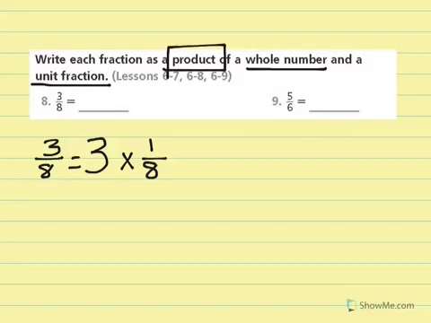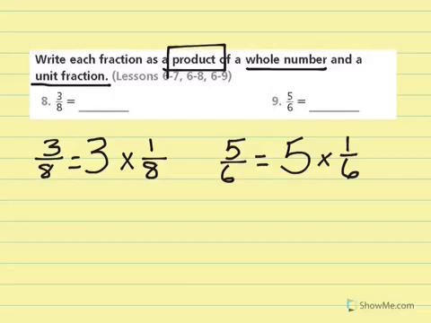All right, guys, let's go ahead and check. So I've got 5/6 equals. Raise your hand. What whole number do I need to multiply my unit fraction by? What whole number? Oliver. 5 times, what is my unit fraction, Natalie? 1/6.